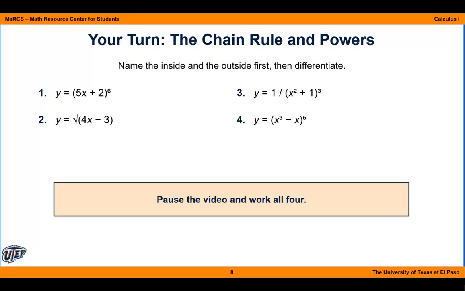Now it's your turn to practice the chain rule with powers. For problem 1, the outside is a 6th power and the inside is 5x plus 2. For problem 2, we write the square root as a 1/2 power. For problem 3, we write the reciprocal as (x squared plus 1) to the power negative 3. For problem 4, the outside is the 5th power and the inside is x cubed minus x. In every problem, differentiate the outside first and then multiply by the derivative of the inside. Pause the video now and work all 4 problems. Then continue when you are ready to check your answers.